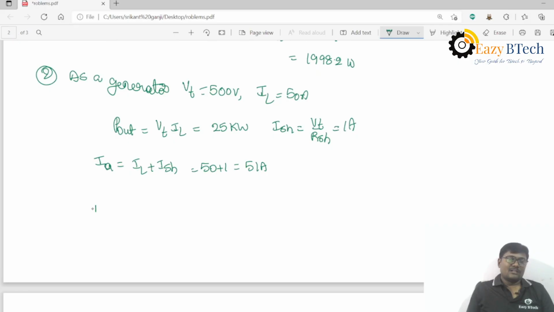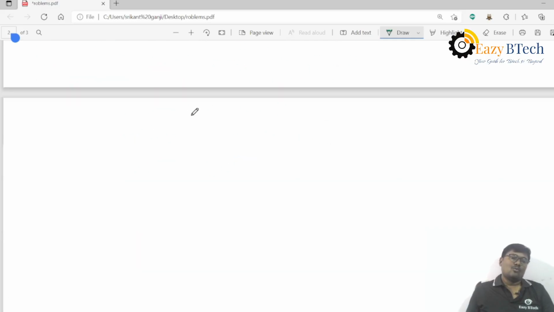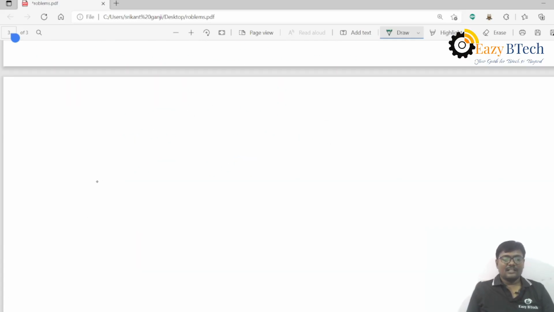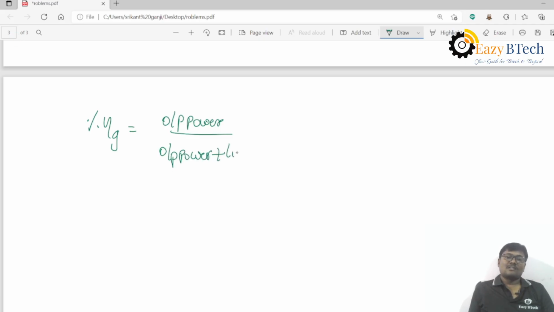And what is the armature copper loss now? IA square RA is equal to 51 whole square into 0.2, 520.2 watts. Then calculate the efficiency of the generator. Output power divided by output power plus losses. So we calculate the armature copper losses, and the constant losses will be the same.